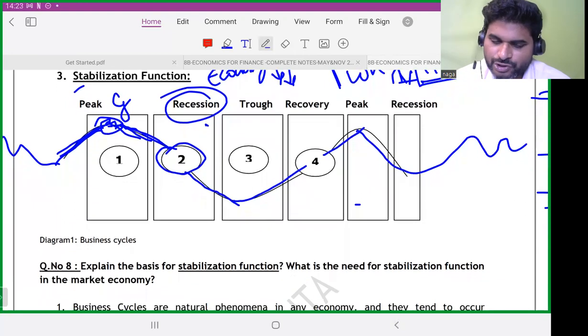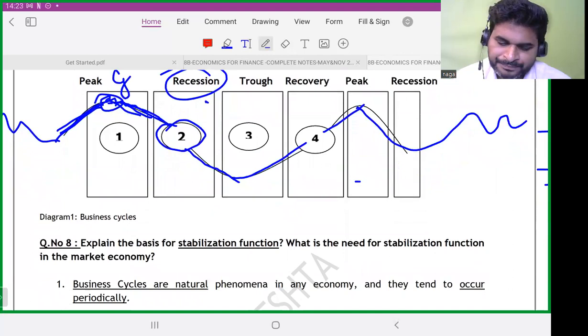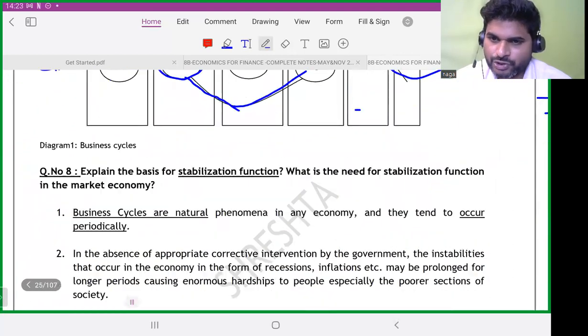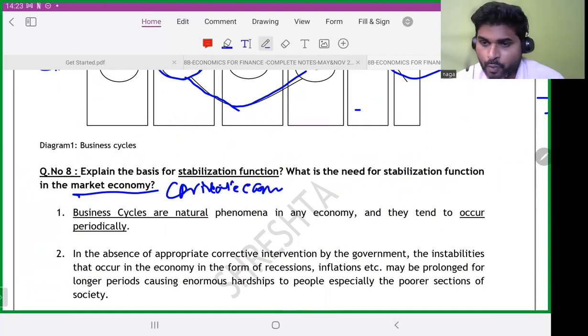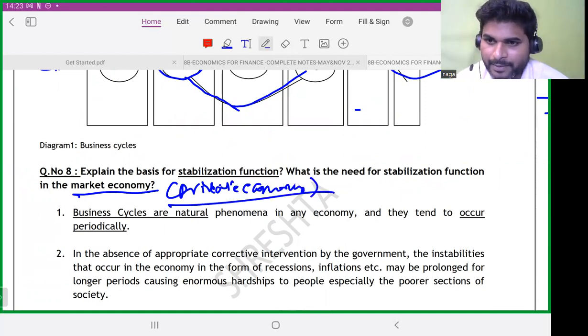What is the stabilization function of the economy? We will understand. Okay, explain the basis for stabilization. What is the need for stabilization in the market economy? A market economy, in simple terms, is a private economy. Government has literally nil or insignificant role in what should be produced and how it should be produced. All of the factors of production are in control of the private sector. In the market economy, demand and supply determine how much goods should be produced, what quantity, and which good to produce. All of that will be decided by the market forces.